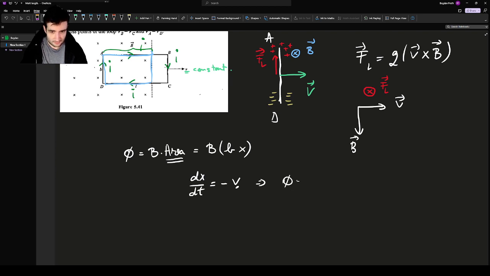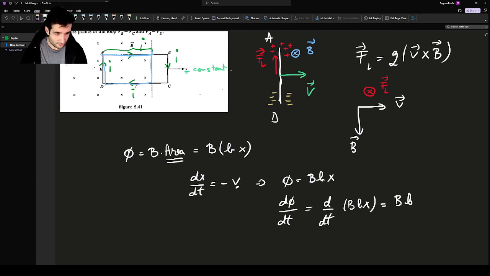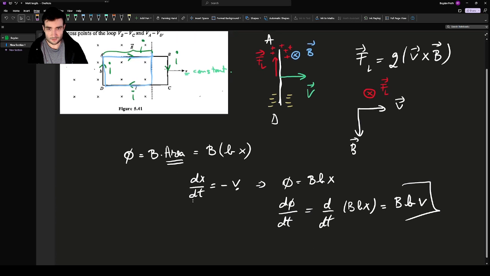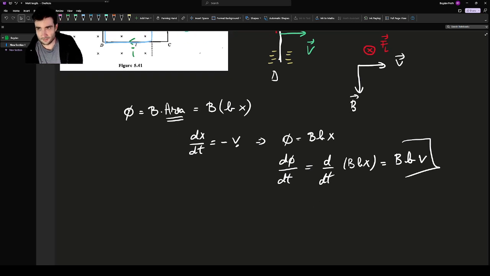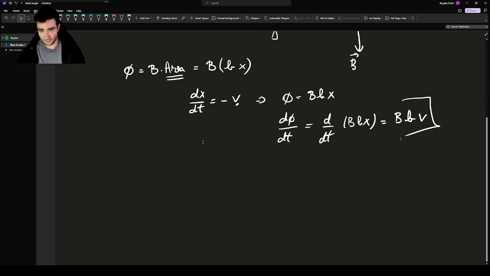as B multiplied by bx, we can find the rate of change of flux, which is d over dt of B times x, which is B times lowercase b times v. And that's the magnitude of the EMF, basically, right? So what we can then turn this into, we can ignore the magnetic field from now on.